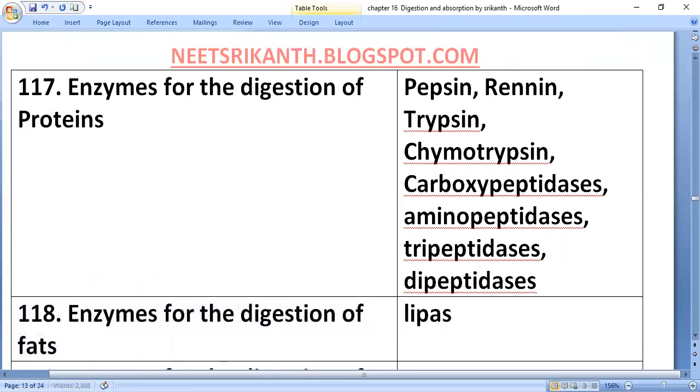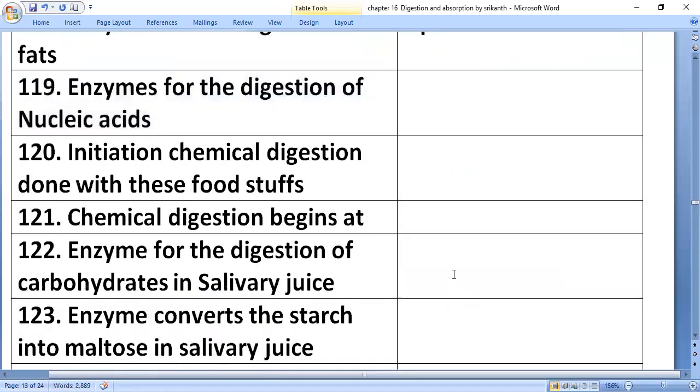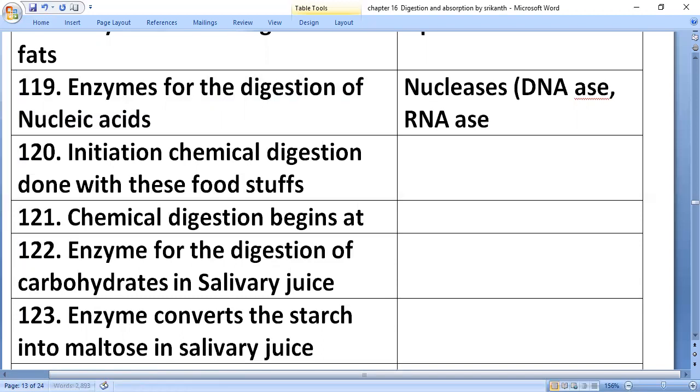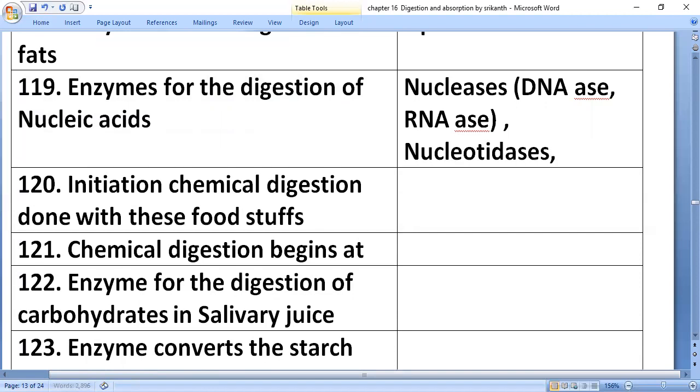Enzymes for the digestion of fats: lipases. Enzymes for the digestion of nucleic acids: nucleases, which are DNAase and RNAase, and nucleosidases.